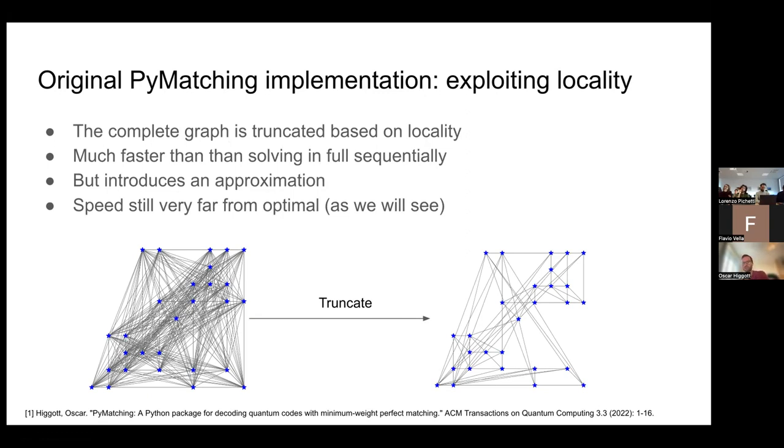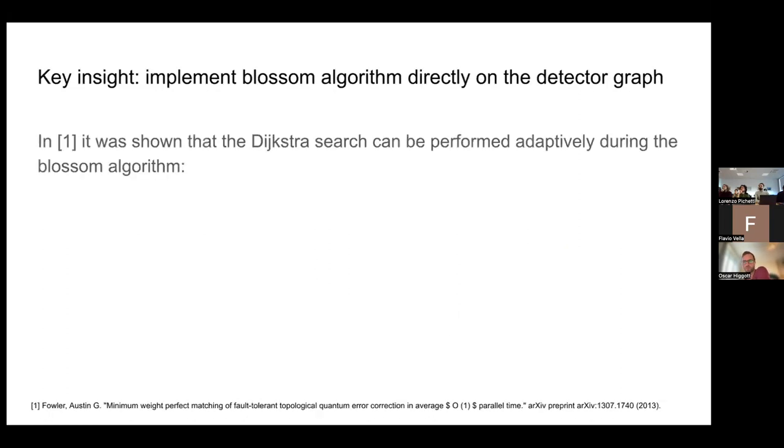And so in this project, essentially, we wrote a much faster, more optimized version of matching, which completely avoids the need to construct this explicit path graph at all. So yeah, it's conceptually similar to some earlier work by Austin Fowler from 2013, in the sense that the Dijkstra search in this earlier work was performed, this construction of the path graph was performed adaptively during the Blossom algorithm. So rather than solving the problem fully sequentially, essentially it was adaptively switching between Dijkstra searches and Blossom.